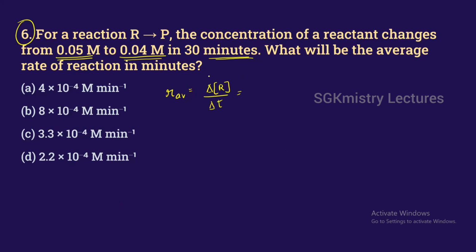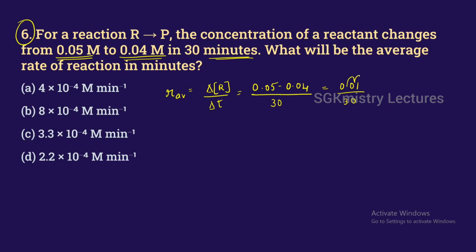So delta R is the change in the concentration of the reactant, 0.05 molar to 0.01 molar. So 0.05 minus 0.01, that is 0.04, and delta T is already given, that is 30 minutes. So 0.04 divided by 30. So direct substitution, direct calculation.